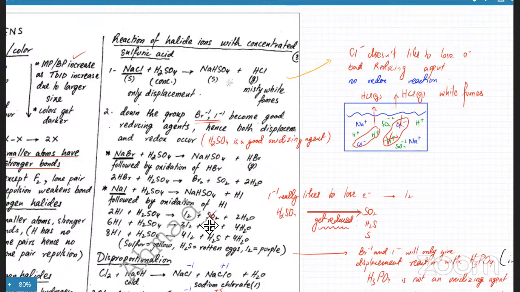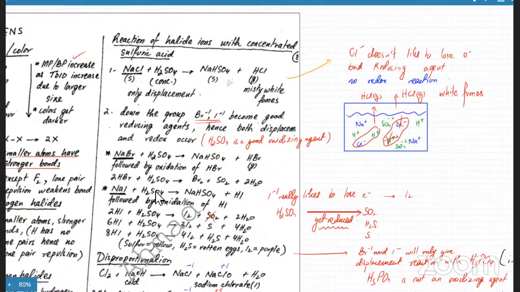And also remember that the reason you get a redox reaction is also because of H2SO4, because H2SO4 is a good oxidizing agent. I- likes to lose electrons, but sulfur, on the other hand, also likes to gain electrons. That's why you have a redox reaction.